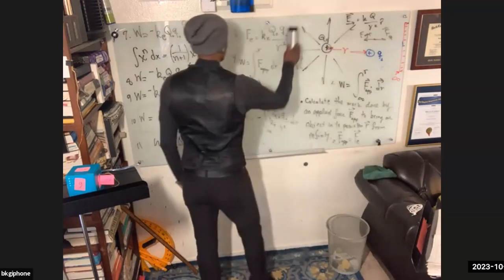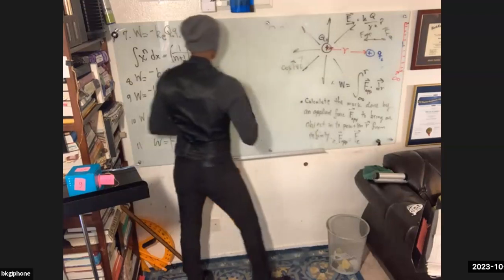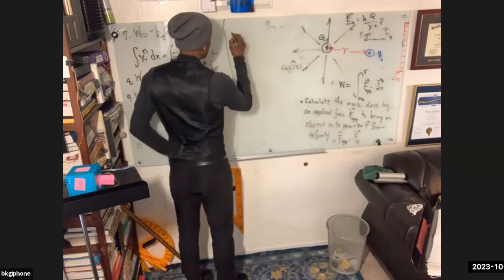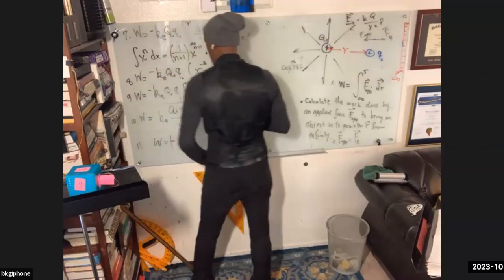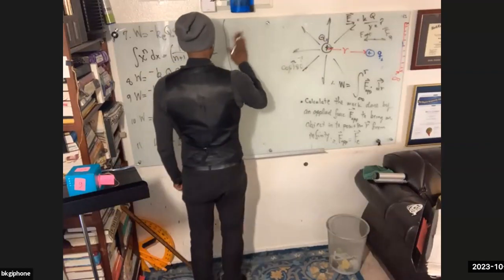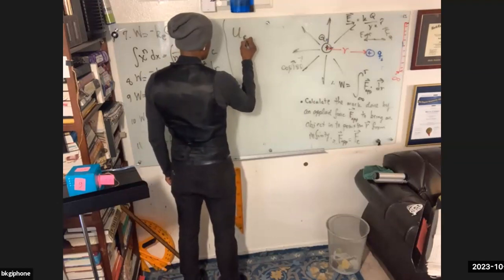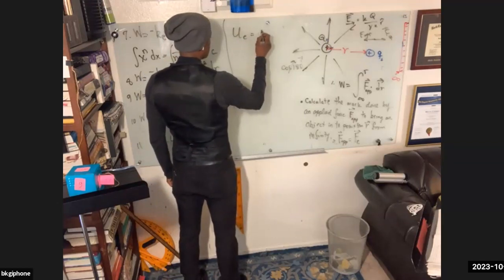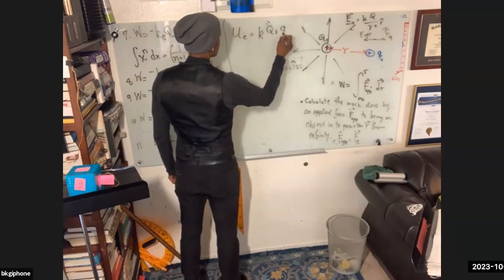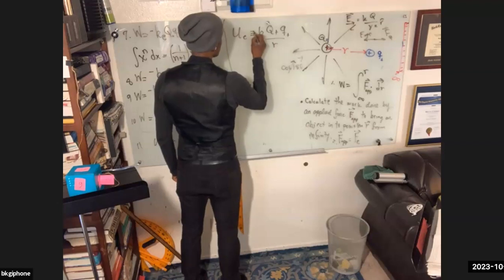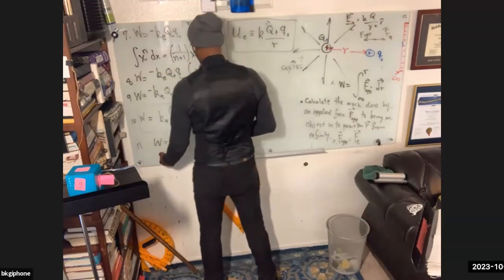And define the potential energy of a point charge, U_E. Again, we're using the definition of potential. The potential energy U_E is equal to k_e Q q over r. That's the definition coming directly from equating it to work, right?